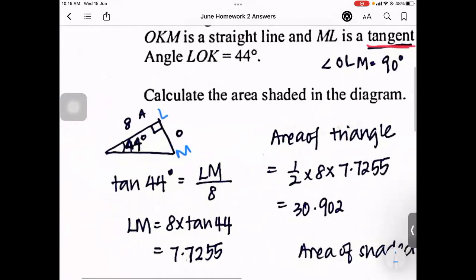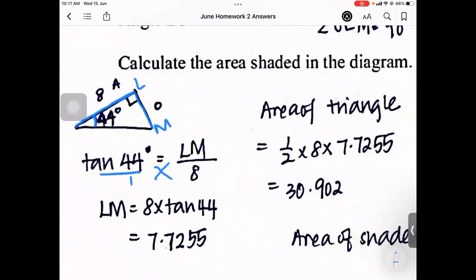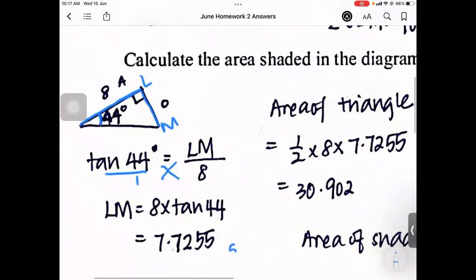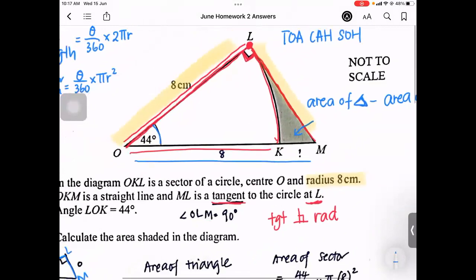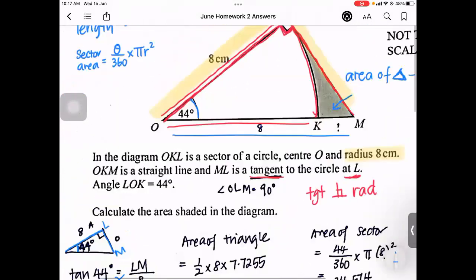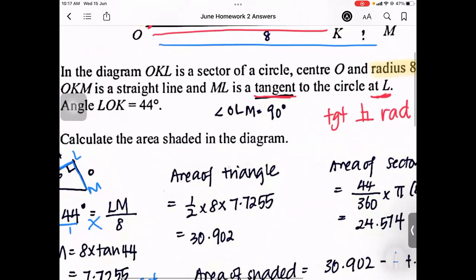So for me, I found LM. In this triangle, this is the opposite of my angle, and this one touches my angle, so it's the adjacent. TOA, tangent. Cross multiply and I get 7.7255. This is not the final answer, so keep 5 or 6 figures in my working. Now area of triangle will be half times base, which is 8, times the height, which is 7 point this. So I get my area of triangle.